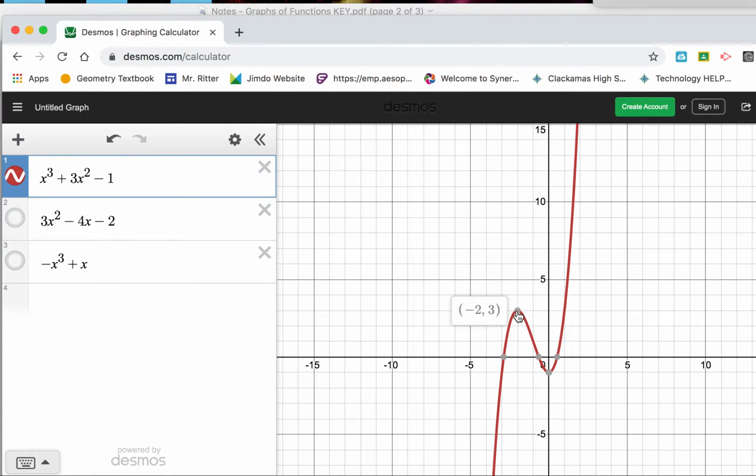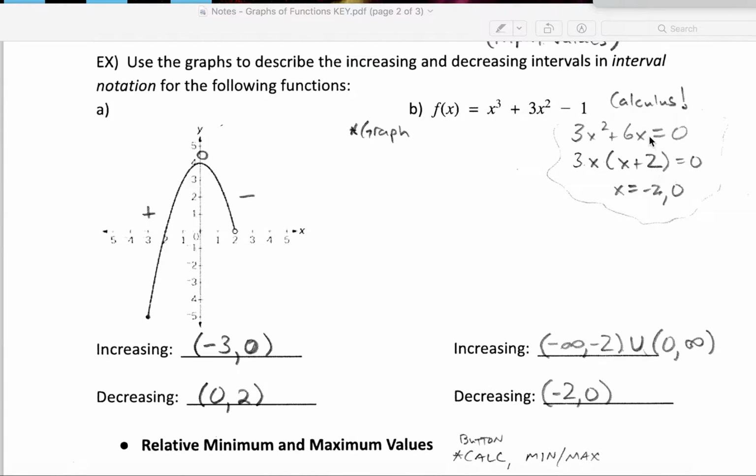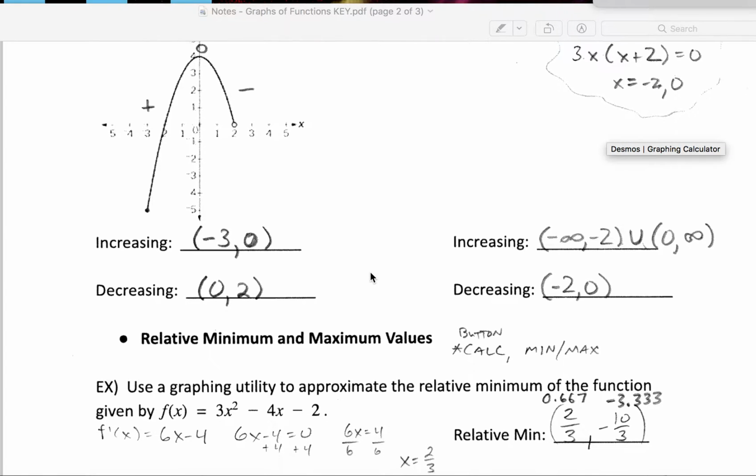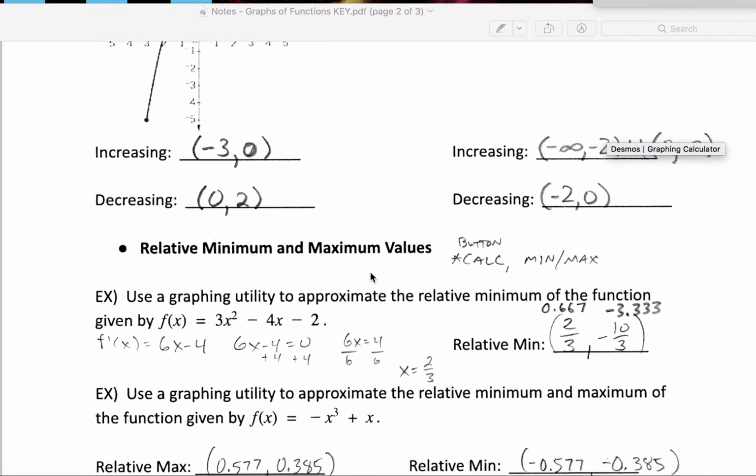So we can see that we had that -2 x value and that 0 x value. That is where the graph was potentially changing directions. And that's what this little calculus step tells you. So until then, we got to use our calculator and just use those features on the calculator, or just look at the graph.